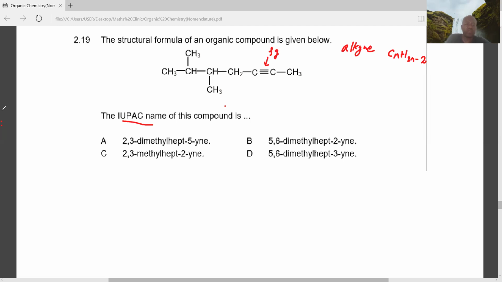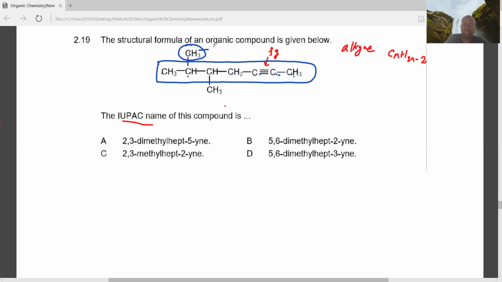First of all, we have to choose the longest chain, the chain with the highest number of carbons. It can be straight or a branch, there's no problem. So we're going to say 1, 2, 3, 4, 5, 6, 7. So the one with the highest number of carbons is 7. Let me confirm: 1, 2, 3, 4, 5, 6, 7. Okay, right. Now, after 7, let's identify any branch.